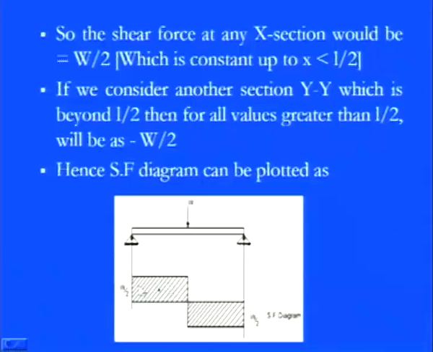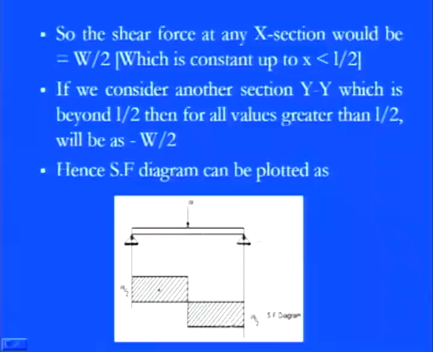So, minus W will cancel out this positive W by 2, and additionally this minus W by 2 will also remain, because it is going downward from this end, and this is a positive one. So, you see W and W by 2 will combine, and the resultant will be a constant minus W by 2 starting from this point to this point. So, this is minus W by 2.